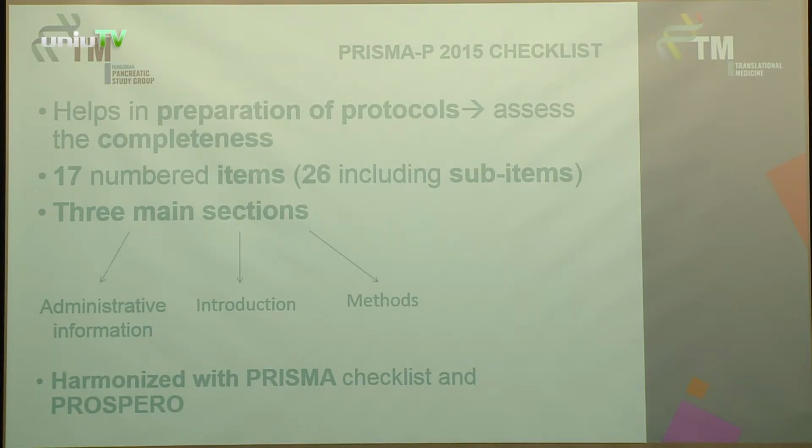These points are harmonized with the PRISMA checklist. The PRISMA checklist is the reporting guideline for a finished review or meta-analysis. It is different from PRISMA-P because it also contains some points on how to publish our review and how to discuss our results. And the PRISMA-P checklist is harmonized as well with PROSPERO. About PROSPERO, we will hear a presentation after mine from Judith Tang.